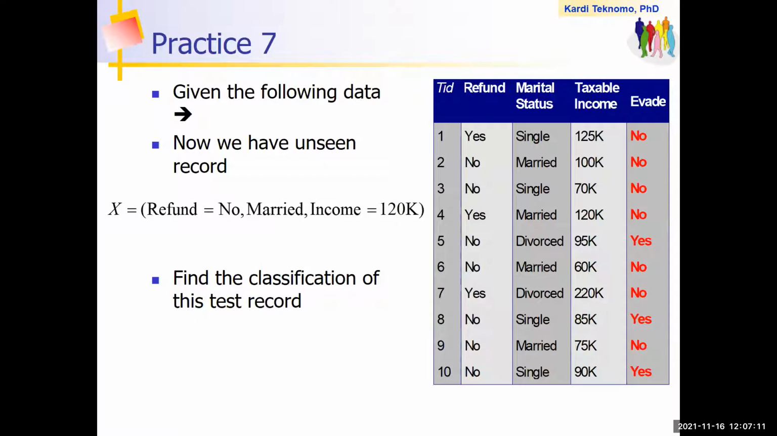Okay, the same problem here. Say you have a new unseen record which is not in the data. Refund no, marital status married, but income is 120. So what do you think? What is the classification of this new data? Do you want to practice?